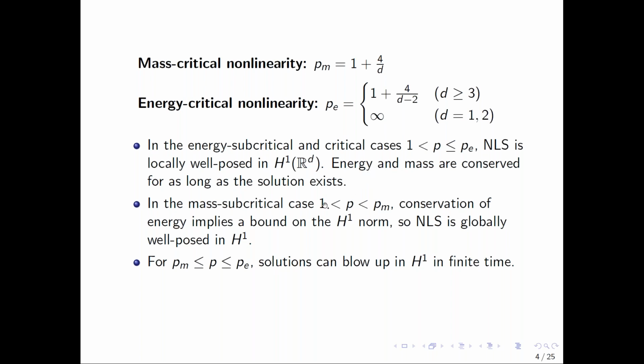But if you're in this smaller range of p, the mass subcritical range, then you have not only local well-posedness, but also global well-posedness in H1. The reason for that is that in the mass subcritical case, which I'll mostly just call the subcritical case from now on, you can bound the H1 norm by a combination of the energy functional and the L2 functional using Gagliardo-Nirenberg inequalities. So from the conservation of those functionals, you get an a priori bound on the H1 norm, which allows you to extend the local well-posedness to global well-posedness.